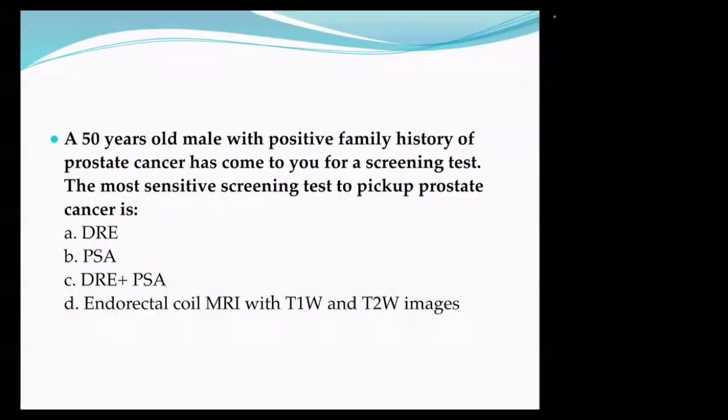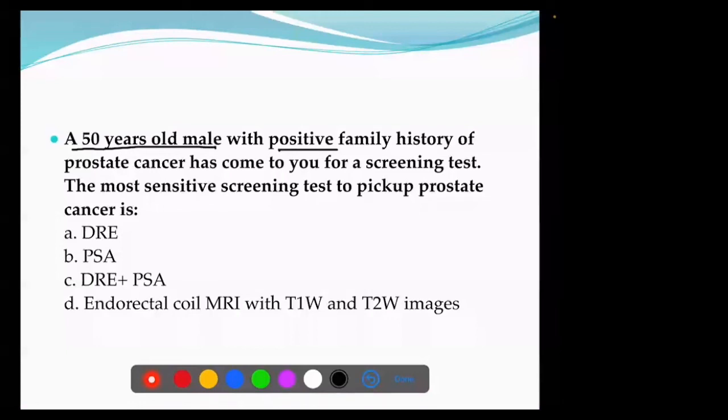The screening. A 50 years old male with positive family history of cancer prostate, he came to you for screening. What you will do? Obviously, we will do DRE and PSA.